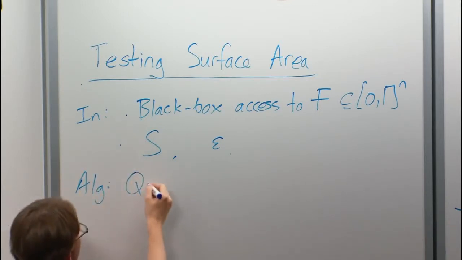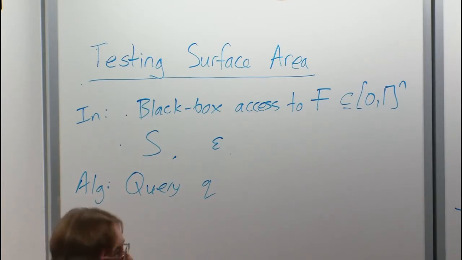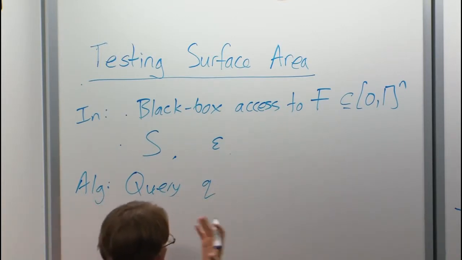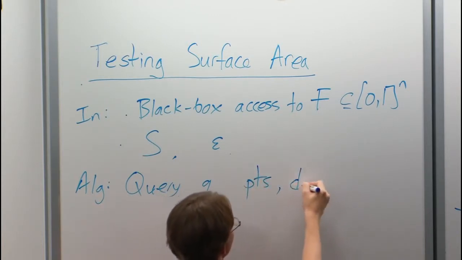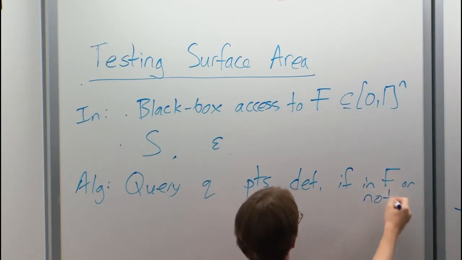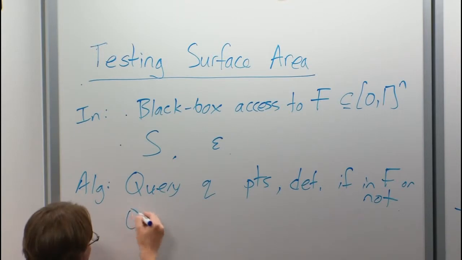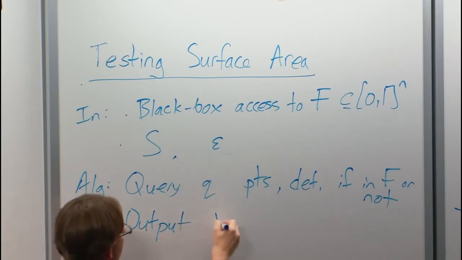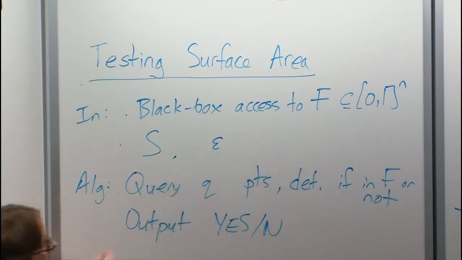And what does the algorithm do? It can query q randomly chosen points, not necessarily uniformly random, but according to some clever distribution, and learn if they're in F or not. After it does that and does some computation, it has to output yes or no, which basically means whether or not it thinks the set F has surface area at most S.